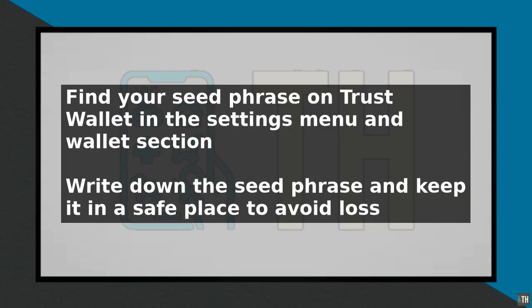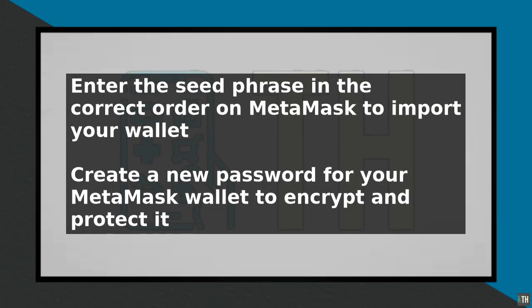Once you have entered the seed phrase, create a new password for your Metamask wallet. This password will be used to encrypt your wallet and protect it from unauthorized access. After creating a password, click Import and your Trust Wallet will be imported into Metamask. You can now view your account balance, send and receive cryptocurrencies, and interact with various decentralized applications.